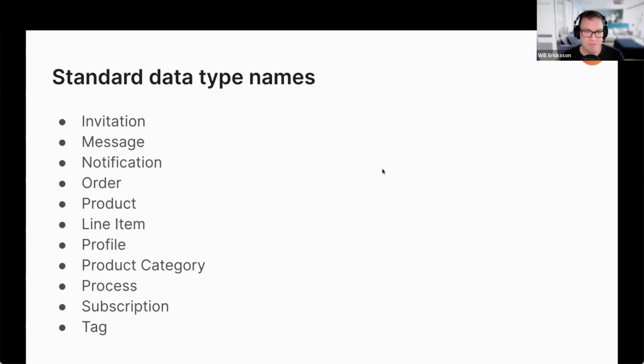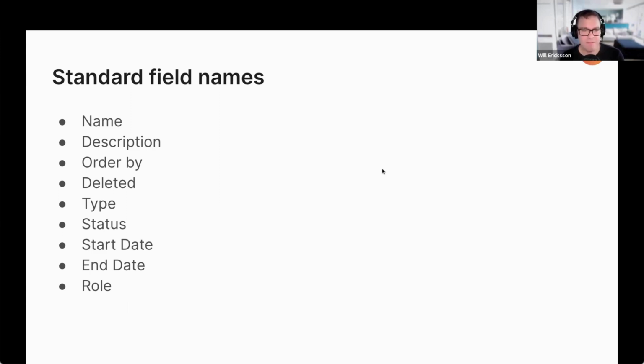So here's some examples of standard data type names we use across many of our apps: invitation, message, notification, order, product, line item, profile, product category, process, subscription, tag. And here's some examples of standard field names: name, description, order by, deleted, type, status, start date, end date, role. Because we understand how all of these standard fields work, it makes it really easy to jump in and work with the apps that other colleagues have made.